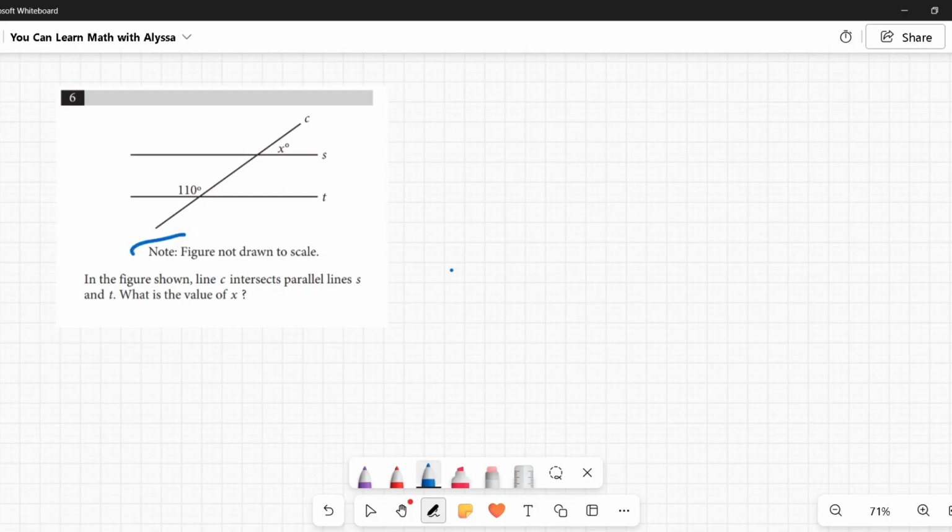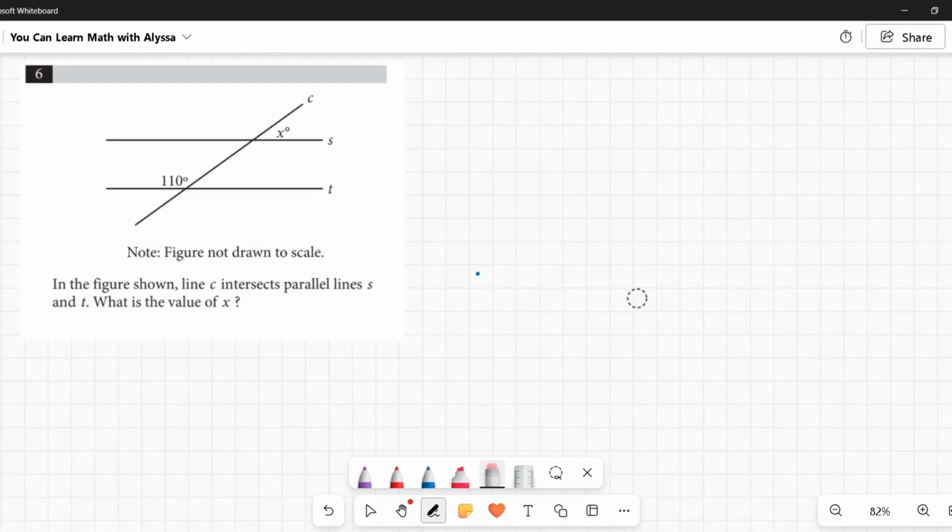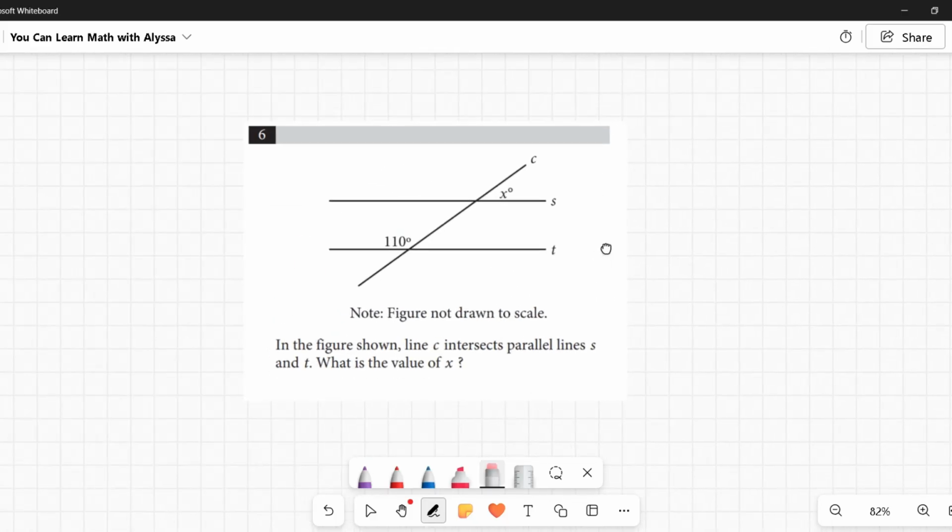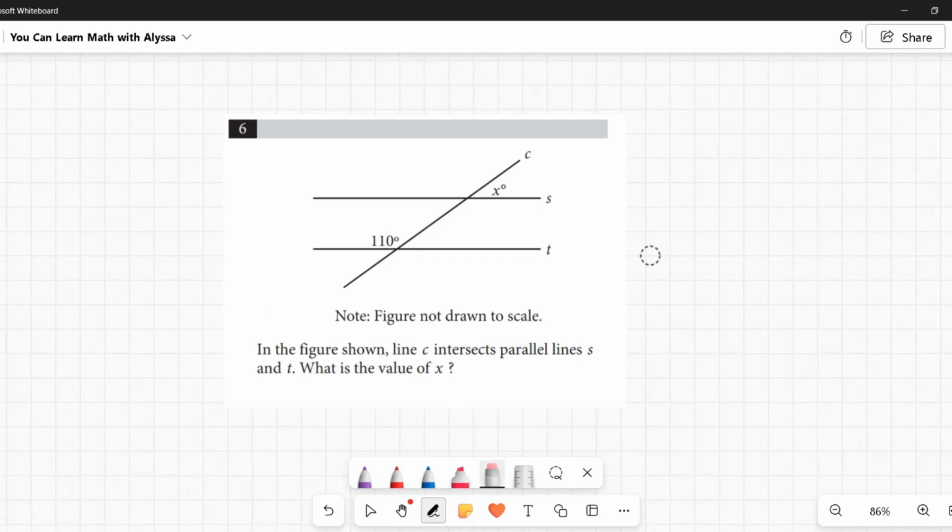Anytime you see this figure not drawn to scale, all they're saying is you can't just eyeball it and take a guess and expect it to be right. It's going to be pretty close to what it looks like, but it's not exact. And that sort of taking a guess is what they want you to avoid. You're like, well, it looks like it's 45 degrees or 50 degrees, so that's my answer. We can't do that. So we have to go just by what they've told us.